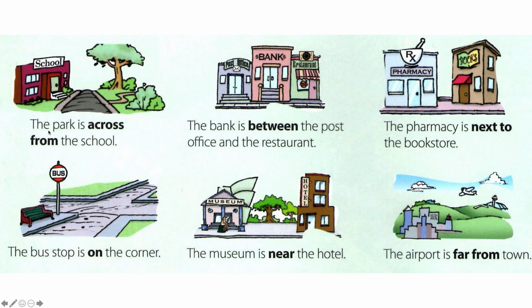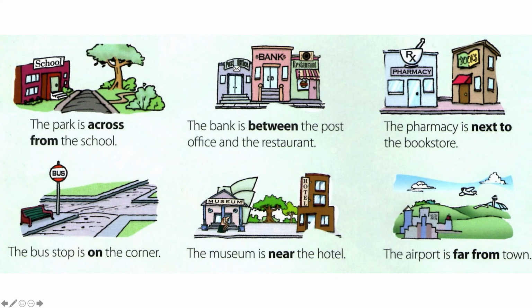In this case, to explain or to give information about where different places are located. Example number one, we have the park is across from the school. The park is across from the school. Number two, the bank, where's the bank here? Look, there's a restaurant, a bank, and a post office. So we have the bank is between the post office and the restaurant.